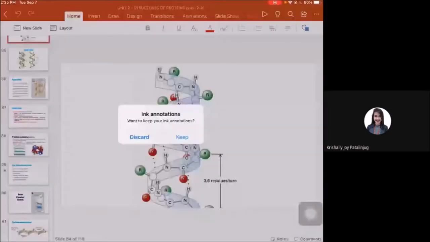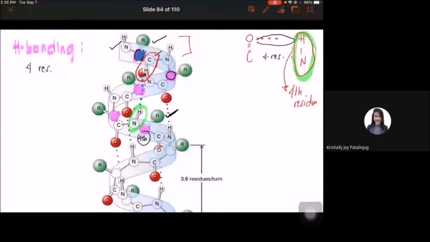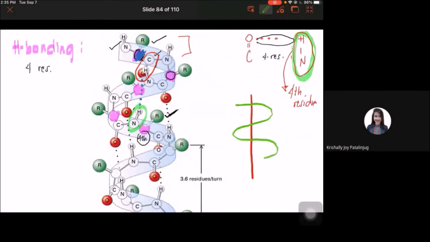Okay. Now, if the structure being presented is skeletal, for example, I'll draw a skeletal one. So you have here the axis of rotation. And then the green one, for example, is the alpha helix. Okay, alpha helix.